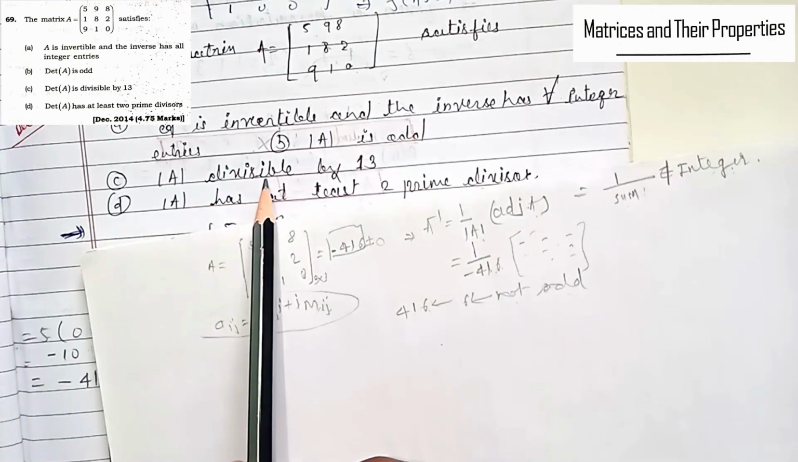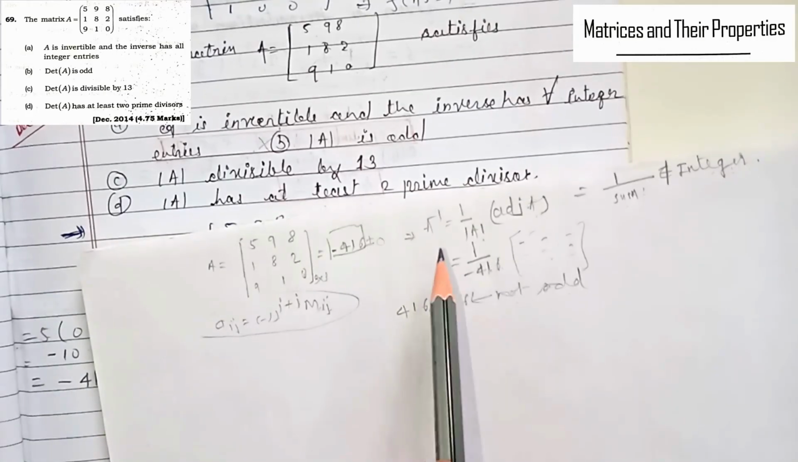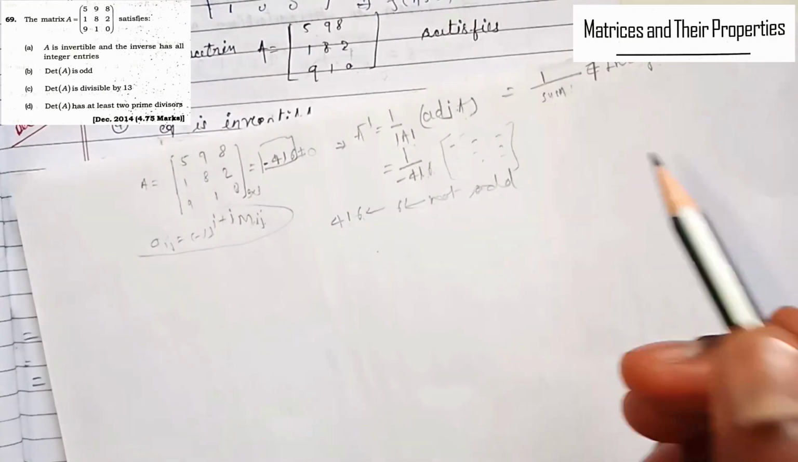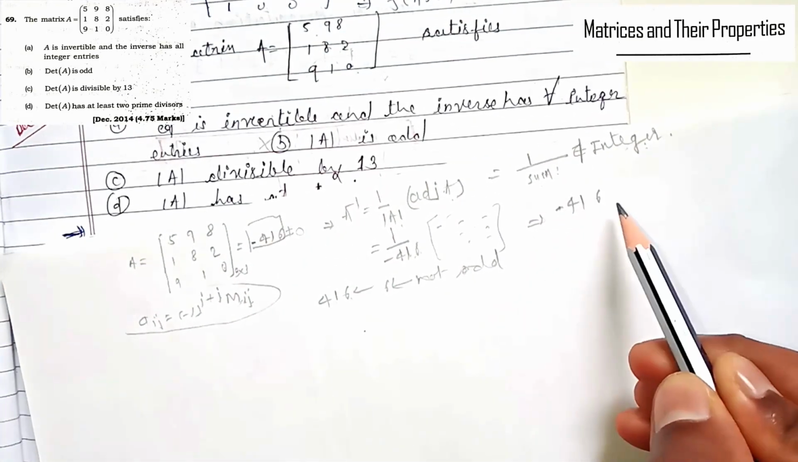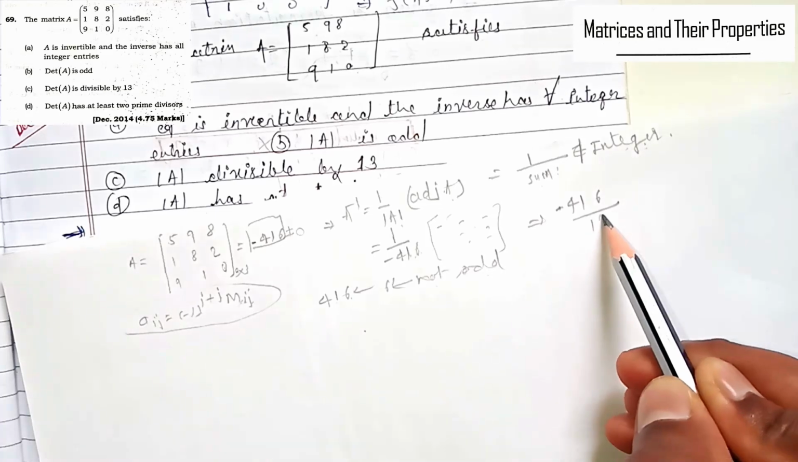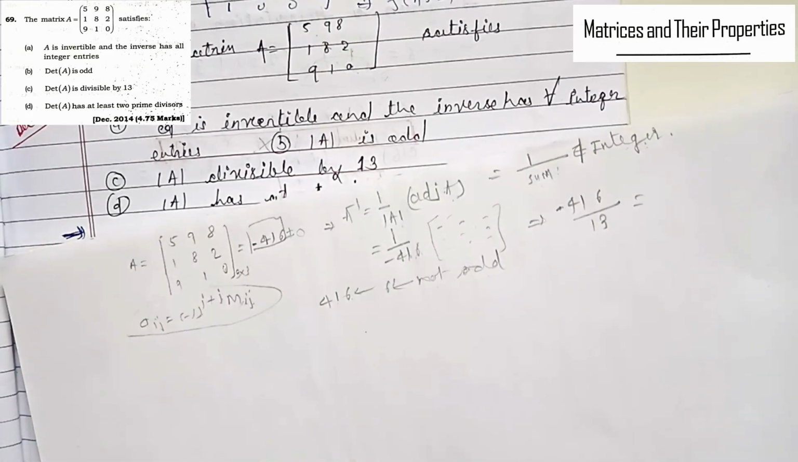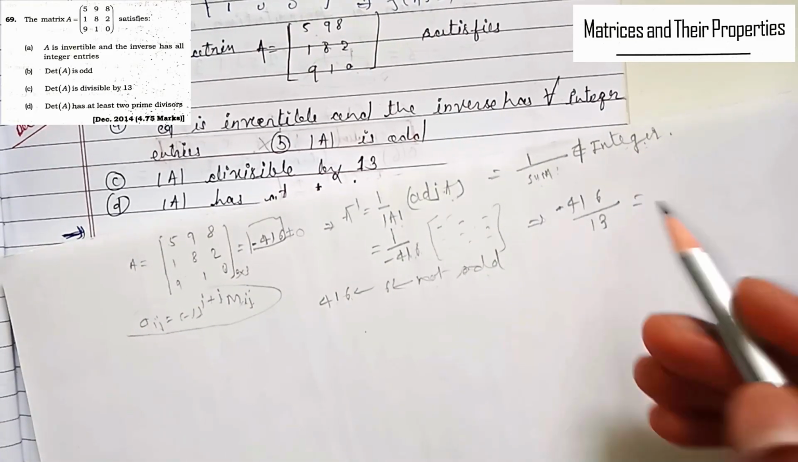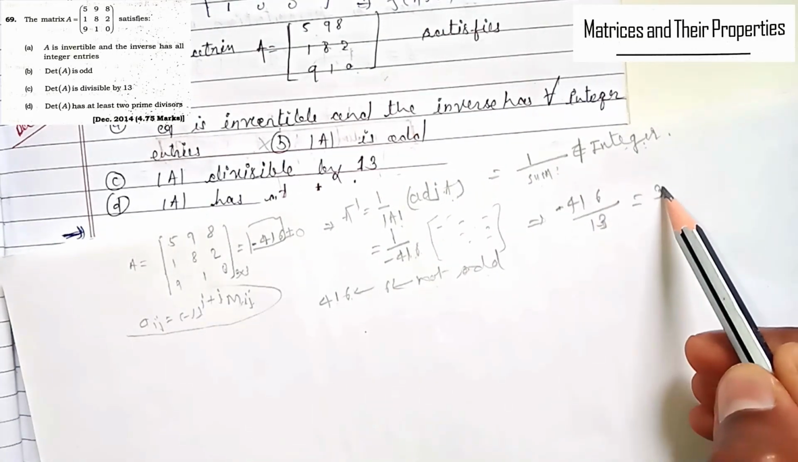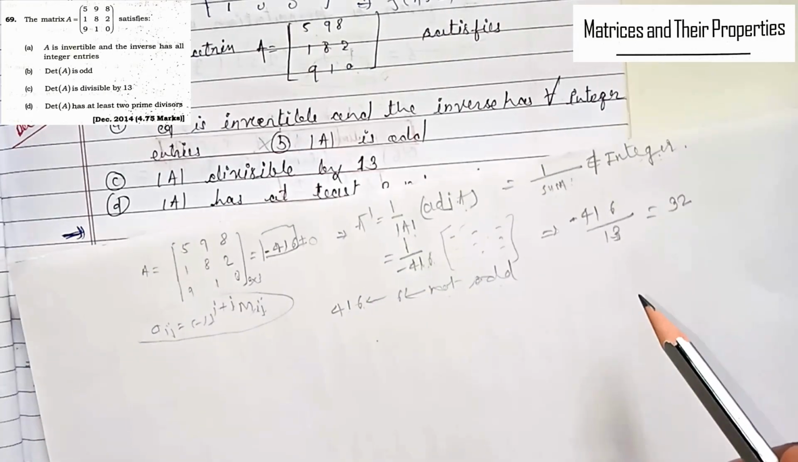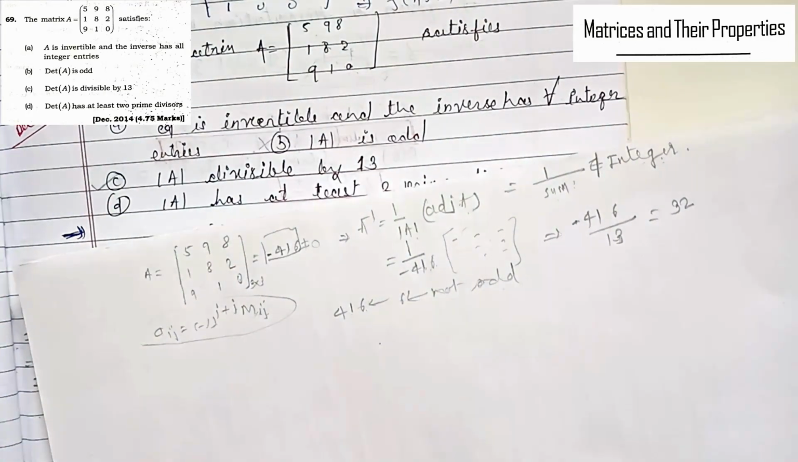Option C says the determinant of A is divisible by 13. Here we have minus 416 divided by 13, so we have to check whether it is divisible by 13 or not. Obviously it is divisible by 13. If you divide these two numbers, you will get 32. So it is obviously divisible, and option C is correct.